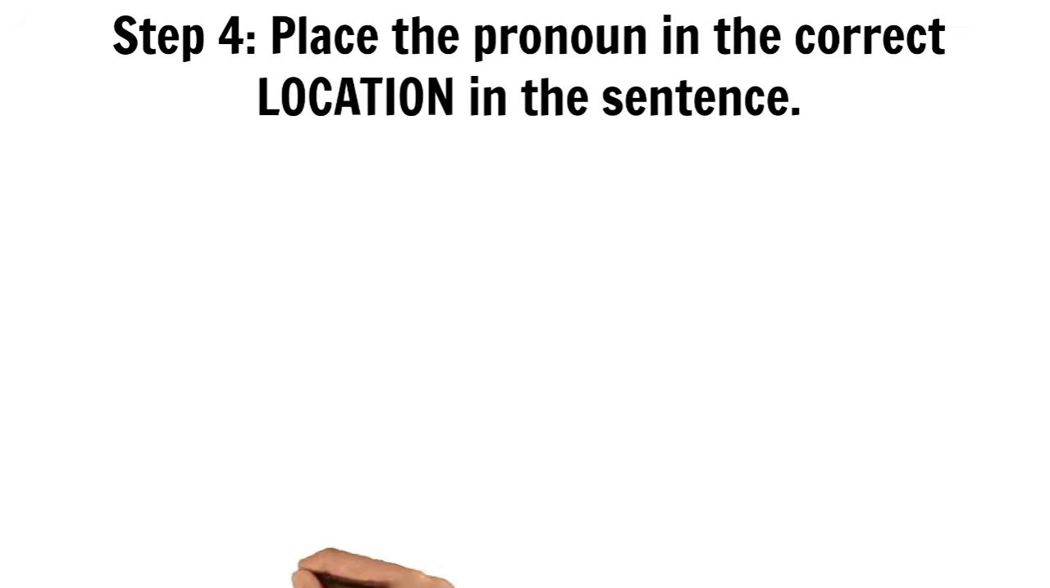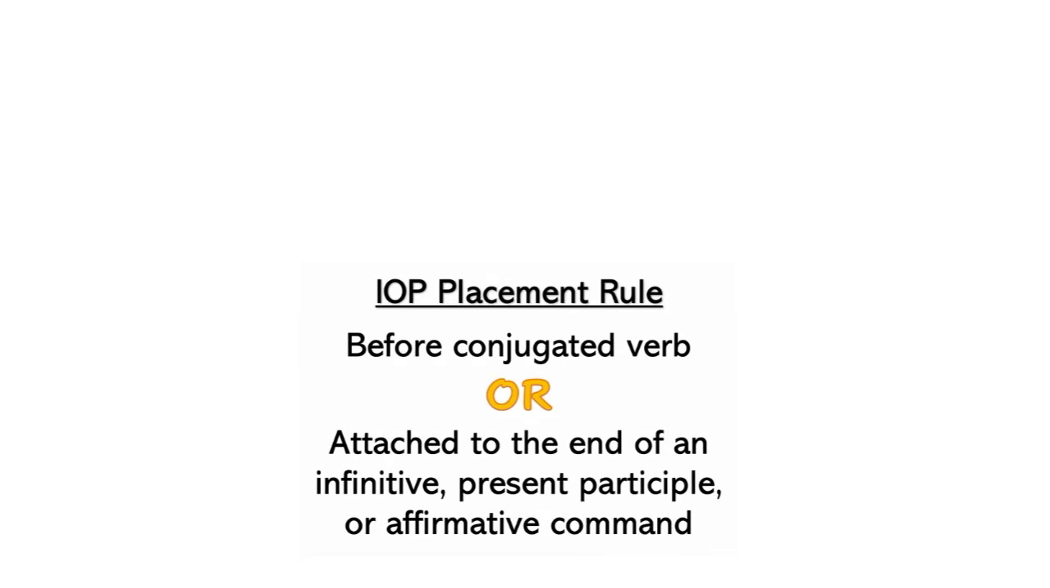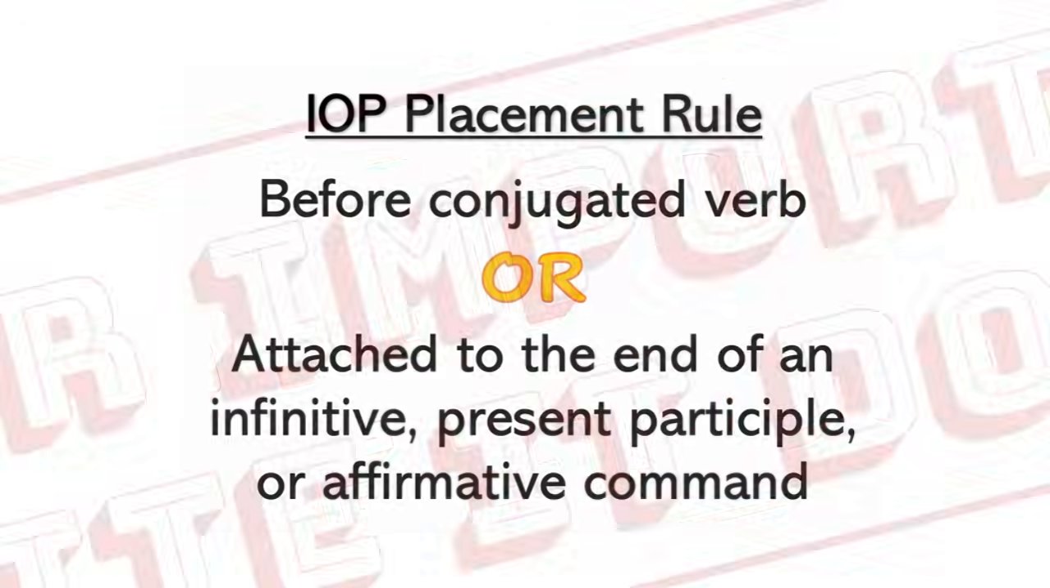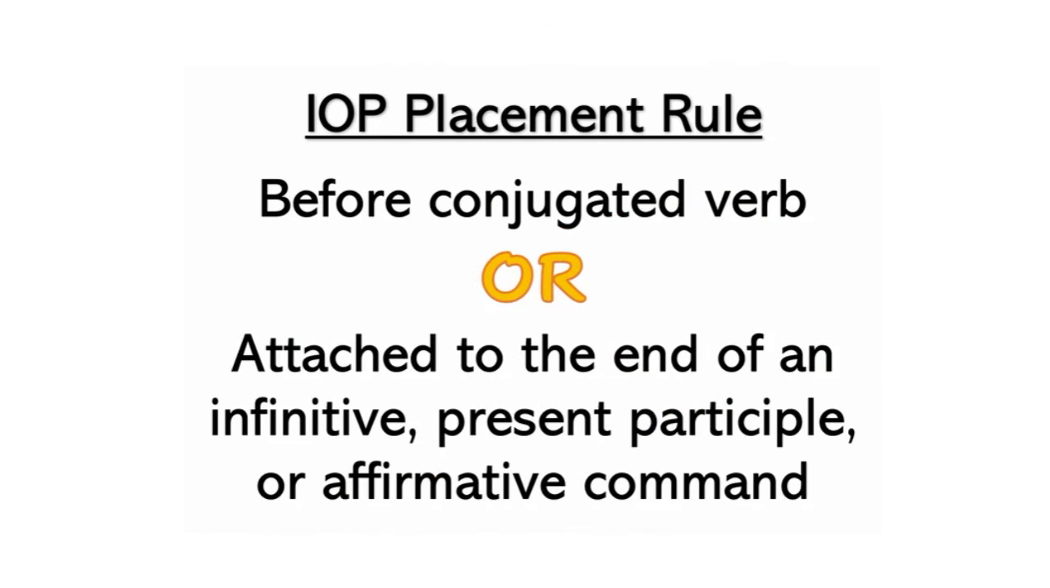Place the pronoun in the correct location in the sentence. Just like with direct object pronouns, you may have a choice. Your indirect object pronoun can go either before the conjugated verb or attached to the end of an infinitive, present participle, or affirmative command. I would memorize these choices separately since it's a pretty new concept in itself. Repeat over and over. Object pronouns go before the conjugated verb or attached to the end of an infinitive, present participle, or affirmative command.